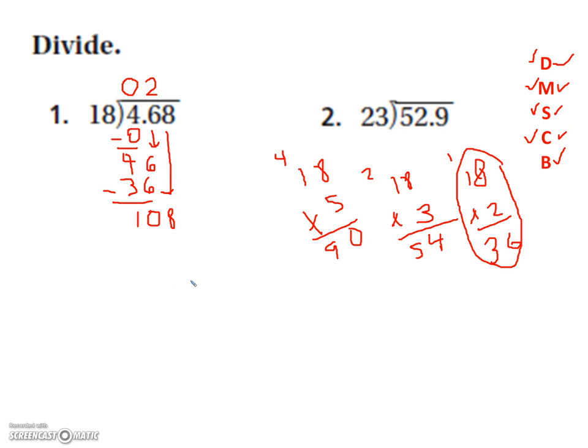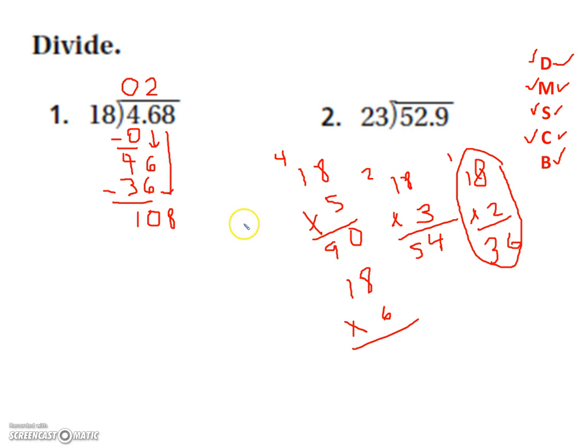So now I need to figure out how many times 18 goes into 108. Well, 18 is about 20, 108 is about 100, and 20 goes into 100 5 times. So it's probably about 5. I did 18 times 5 here. I got 90. So now I'm going to try the number after that and see if I can get even closer.